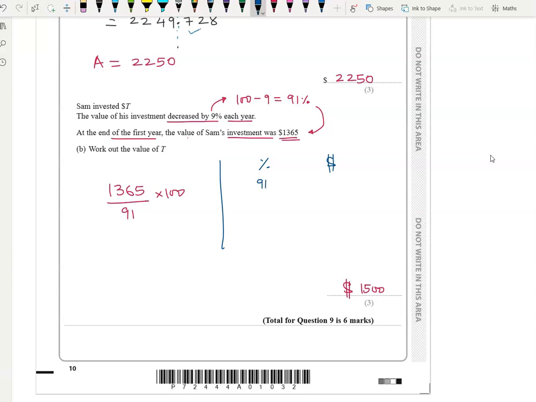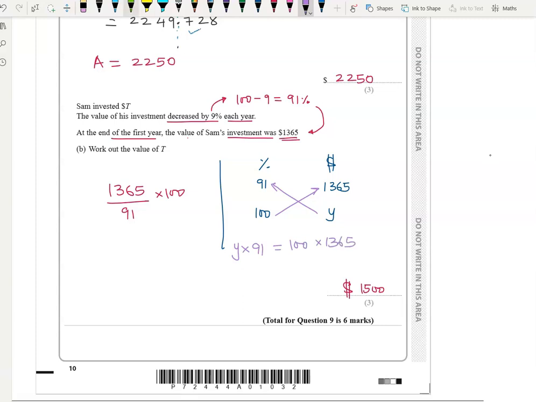So 91% is $1365. We want to find how much is 100%. We don't know what the amount is. Let it be Y. Take the cross product. So Y times 91 is the same as 100 times 1365. To get Y, you divide both sides by 91 and you will end up getting the same value.